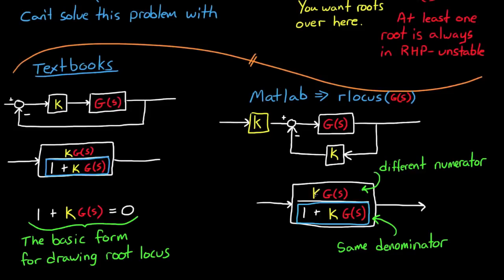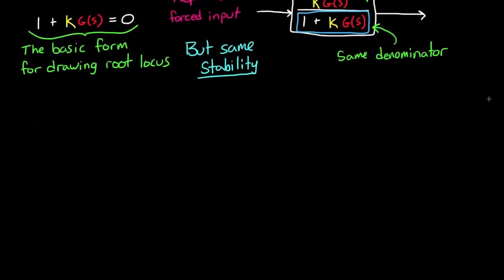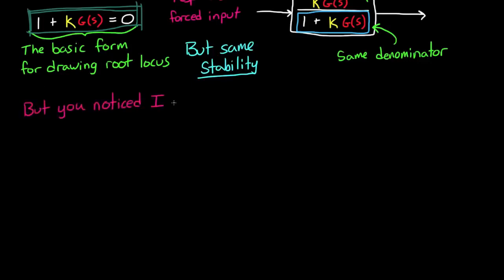But if you did want exactly the same transfer function in both cases, you could just multiply the input by k to make these equivalent systems. Either way is fine though, because from a stability standpoint, both of these methods produce the exact same root locus, and therefore the exact same stability of the system. But the important thing to remember is that in both of these situations we started from this basic form for drawing root locus, 1 plus k times g of s equals 0, and this is important to start from.